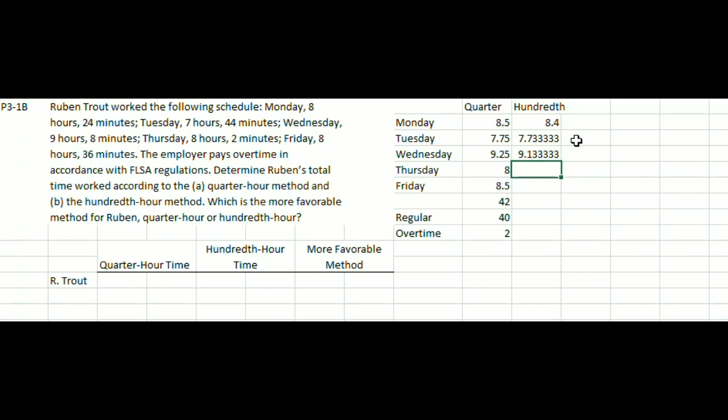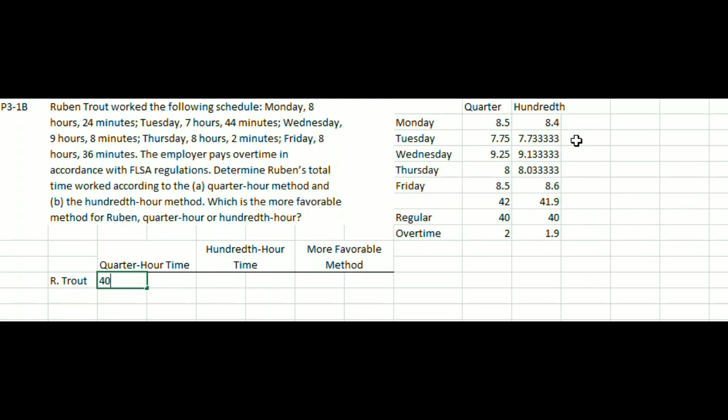On Thursday, he worked 8 hours plus 2 minutes divided by 60. And on Friday, he worked 8 hours plus 36 minutes divided by 60. For a total number of hours of 41.9. So he would have 40 hours of regular and 1.9 hours of overtime.